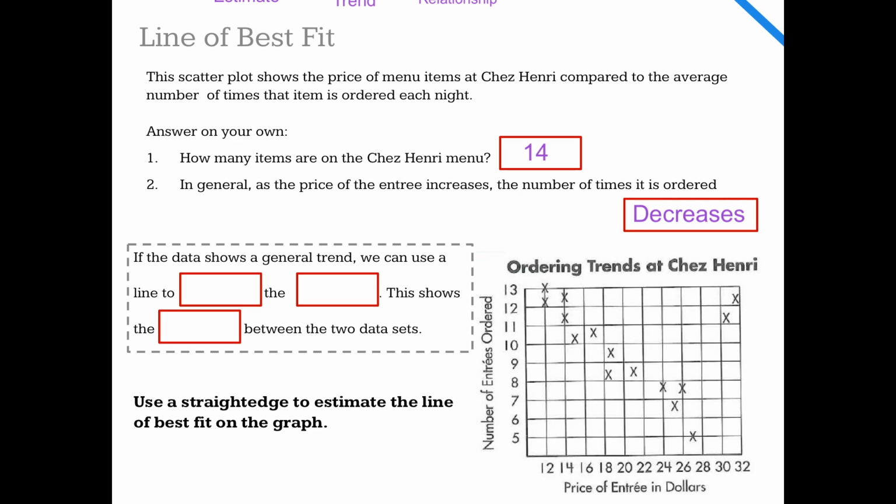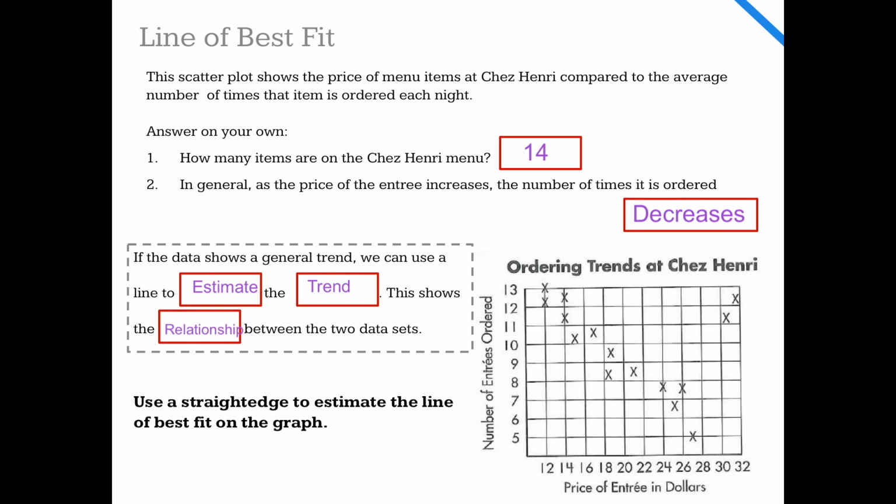So how did you do? Did you count the number of items to get 14 by counting the X's? And in general, as the price of the entree increases, the number of times it is ordered decreases. Obviously, the more expensive something is, the fewer people are going to order it. So if data shows a general trend, we can use a line to estimate the trend. This shows the relationship between the two data sets.